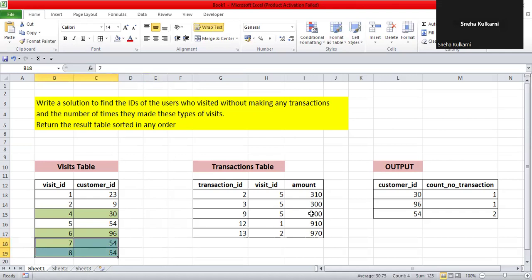So for customer ID 54, the count of visits where the customer did not make any transaction is 2, right? So I will use a left join for this. Left join returns all the rows from the left table and the matching rows from the right table. In our case, the left table is the visits table and the right table is the transactions table. If there is no match, the results will show null for columns from the right table. Okay, so let's move on to the SQL server.